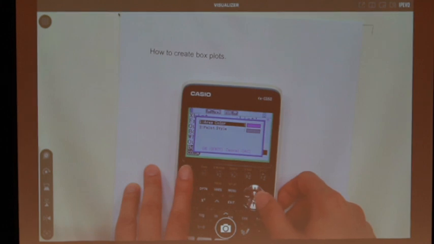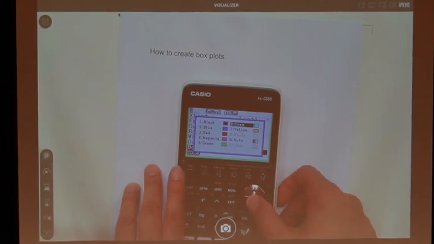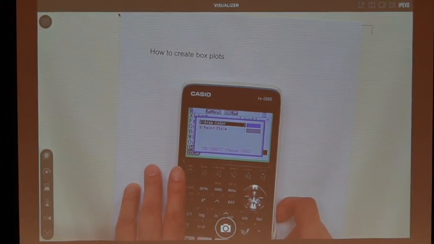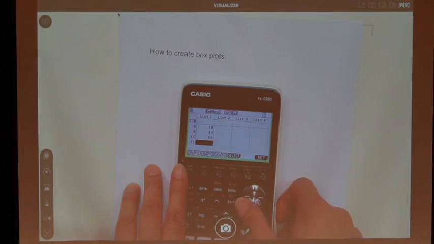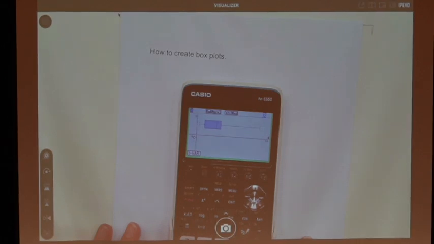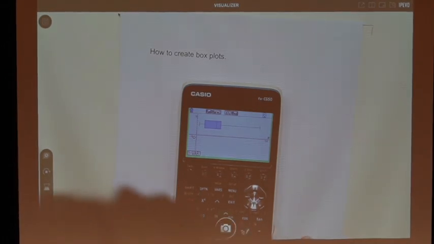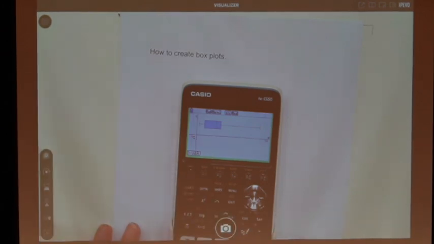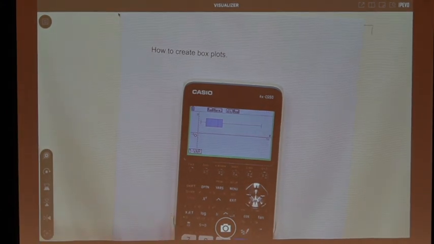Sorry, I do not like pink, so I will go back to blue. Graph 1, this is a box plot here. Box plot. Alright, so if you have a question like this, you can draw it and copy it down.